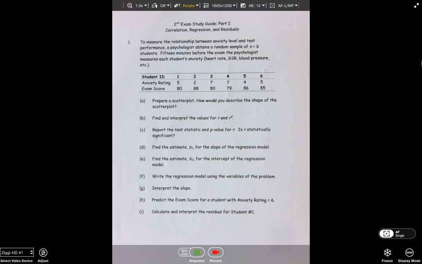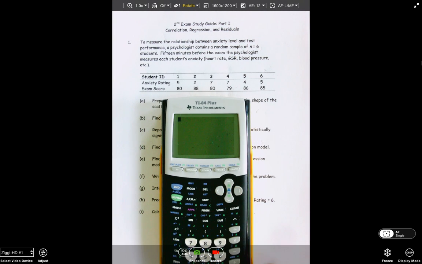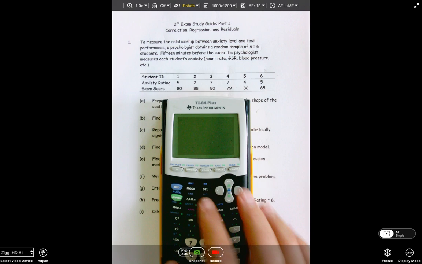All right, gang. Part A: prepare a scatter plot. How would you describe the shape of the scatter plot? So let's do that. So I'm going to use this calculator here.